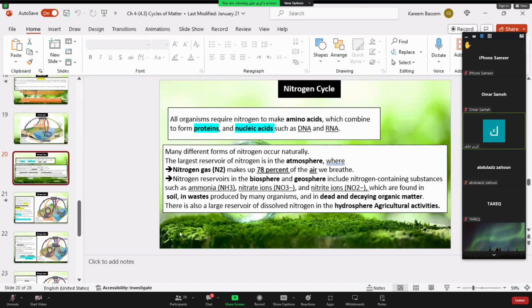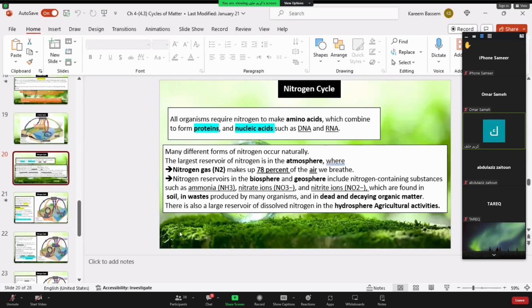Nitrogen is almost all found in air in the form of gas, making up 78%. But we said before, organisms cannot use this gas directly. We are not breathing nitrogen gas.